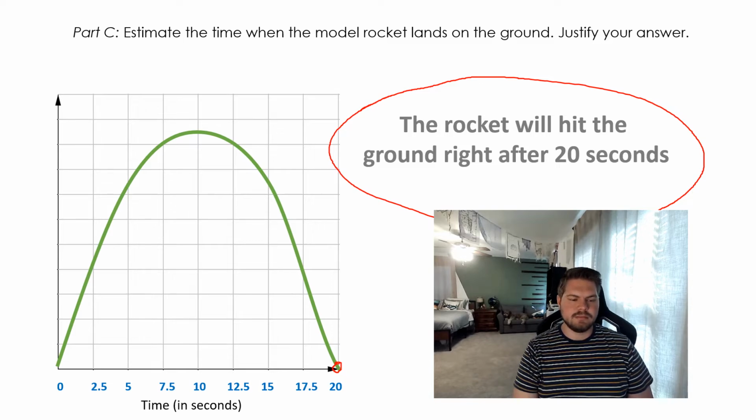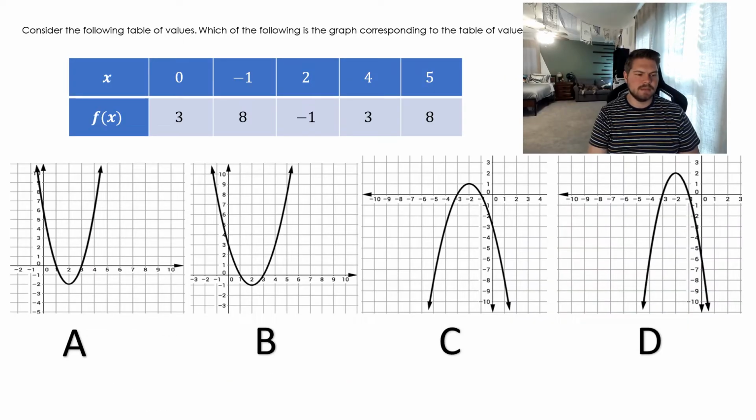All right. So now let's look at these. Consider the following tables of values, and which of the following is the graph that represents the table of values. So we want at 0, we want it to be at 3, which is not the case. You can see right there, 3. At -1, we want it to be 8, not the case. At 2, we want it to be -1, not the case, not the case, not the case.